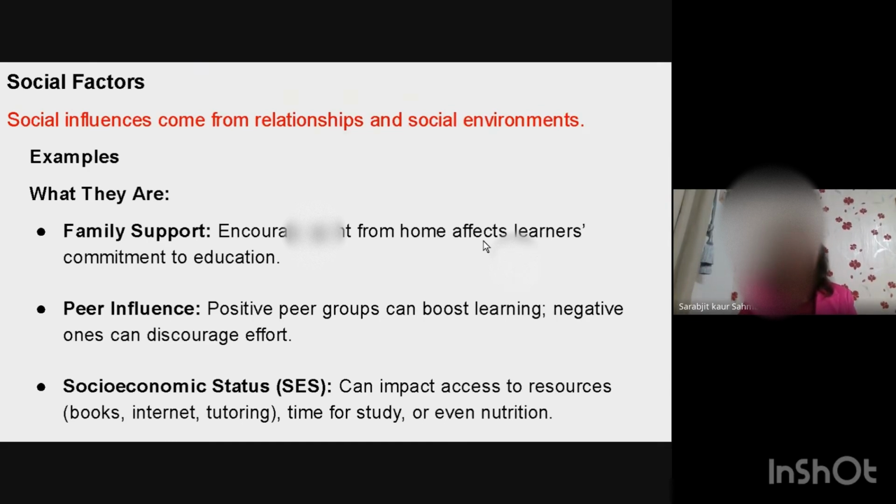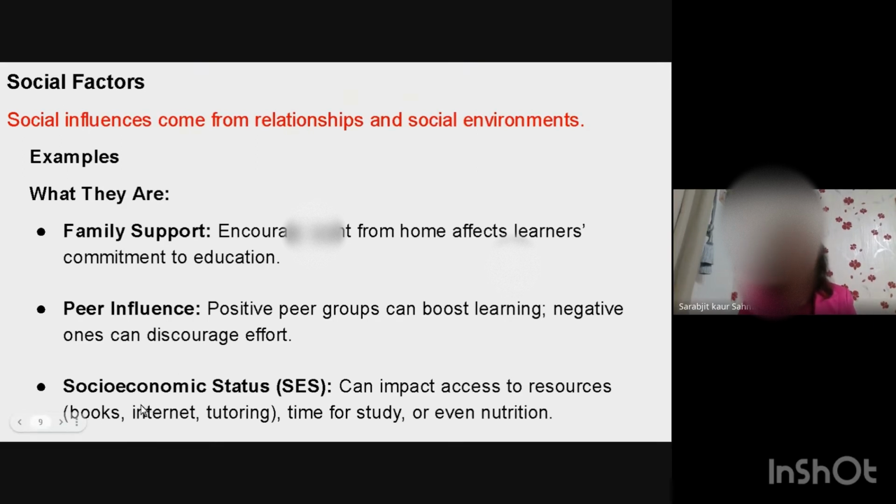Next we have peer influence. Peer influence also helps. If you are in a positive peer group, you will do positive things. If you are in a negative peer group, peers being your friend circles, you will do negative things. This happens, right? Positive peer groups can boost learning, negative ones can discourage efforts. So peer group is also very important if you want to succeed in your life. This is a social factor.